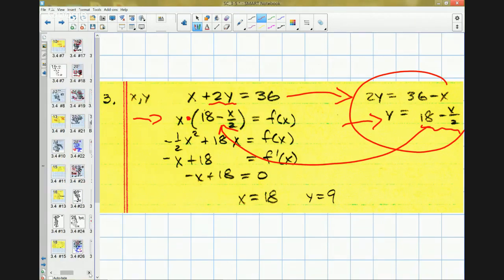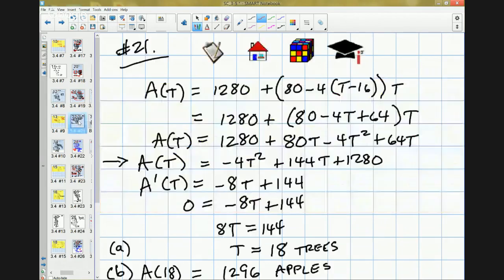So I'm going to buzz over to 21. 21 has a challenge to set up, and I'm going to have to explain what I did here so you figure out what I'm doing. All right, 21. I don't have the problem written out, so I'll just read it here. A home gardener estimates that if she plants 16 apple trees, the average yield will be 80 apples per tree. Because of the size of the garden, every additional tree she plants it'll make the yield, the rate, go down by 4 apples per tree.